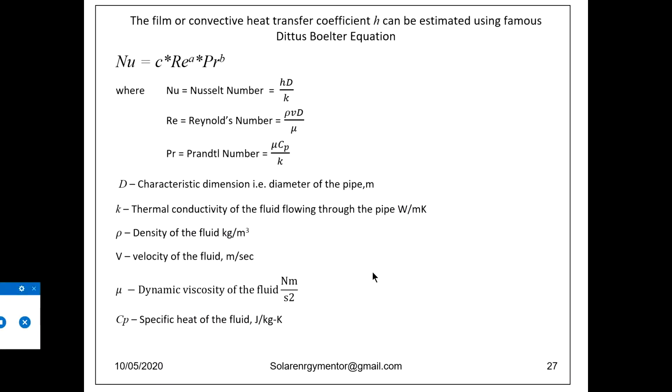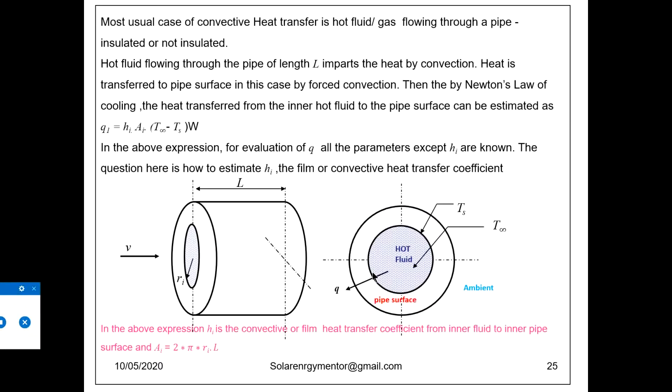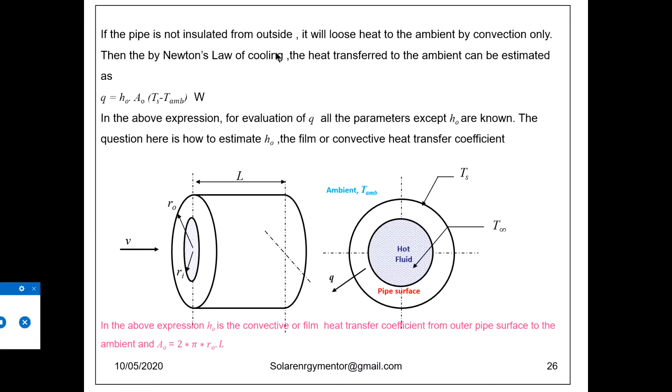Here, if the pipe is not insulated, for example, it will lose heat to the ambient by convection only. In that case, we can calculate the rate of heat transfer to be equal to ho Ao. Now ho is the convective or film heat transfer coefficient from the outer pipe surface to the ambient, and Ao is the outer area. This is 2 pi Ro into L, where Ro is the outer radius. Now again the same question we need to solve: how to determine the value of ho.